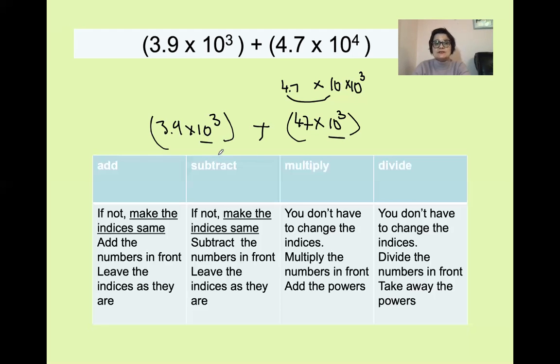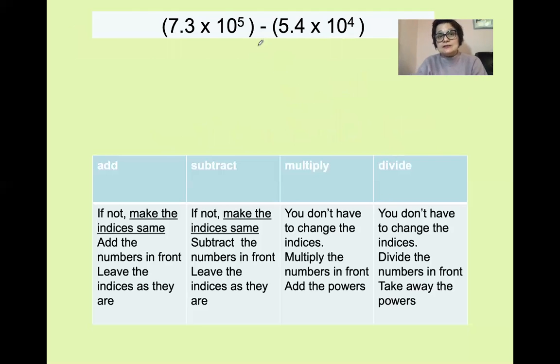So if the powers are the same, now we simply add 3.9 plus 47. And so the answer is going to be 50.9 times 10 to the power of 3. And if the question says express the answer in standard form, then 50.9 is not a standard form. So we're going to have 5.09 times 10 to the power of 4, because 50 is bigger than 10, and we need this number in front to be smaller than 10, bigger than 1. All right, next example.